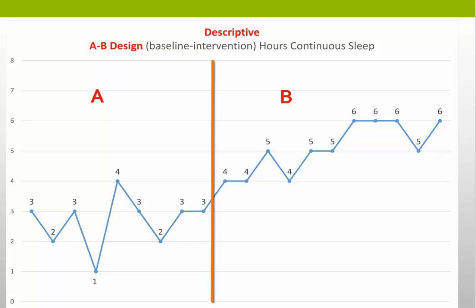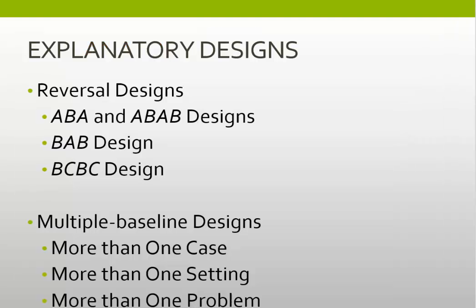If we have different interventions, we can expand this further to an ABC design. So in other words, A would be the baseline, B would be your first intervention, and C would be your second intervention. And in that case, you would just see another section added to this chart labeled C. Notice that the descriptive designs, although they give us more information, don't really tell us if the effects of the intervention will be sustained after the treatment stops. And to know that, we need to use an explanatory single subject design. And those are ABA, ABAB, BAB, or BCBC.